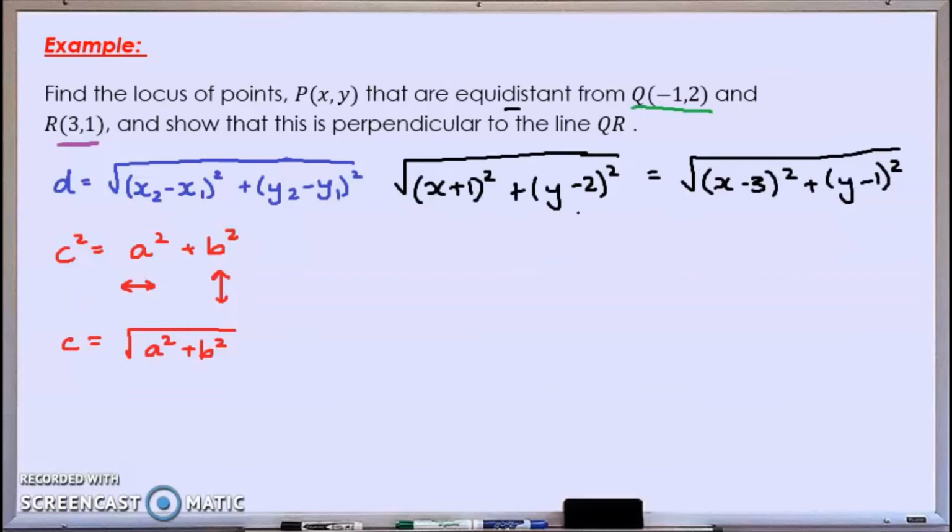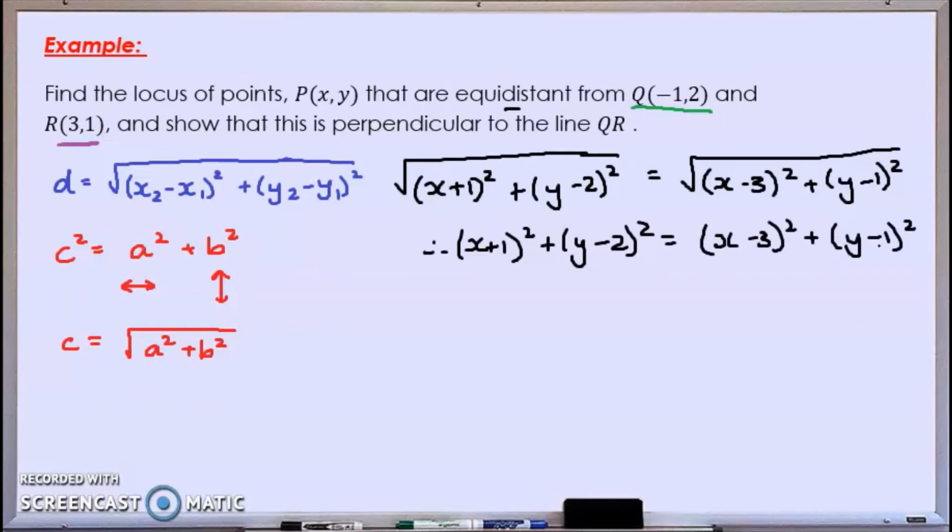So first let's square both sides. Therefore, x plus 1 squared plus y minus 2 squared equals x minus 3 squared plus y minus 1 all squared. Now let's expand all our brackets. So x squared plus 2x plus 1. You'll be able to see here how important it is that you know your expansions for perfect squares.